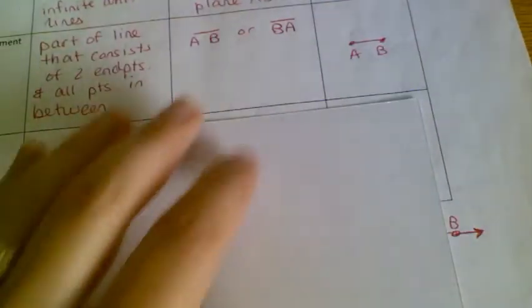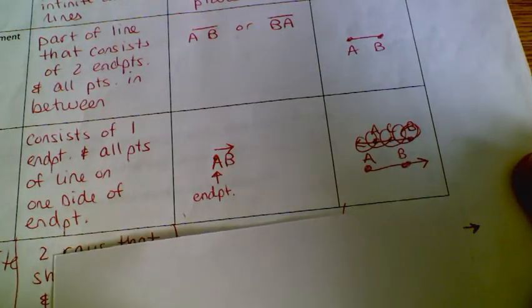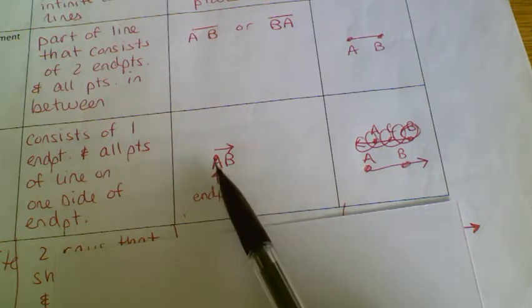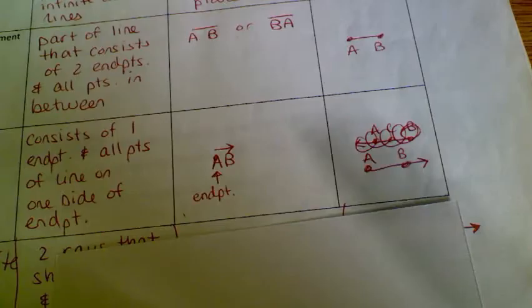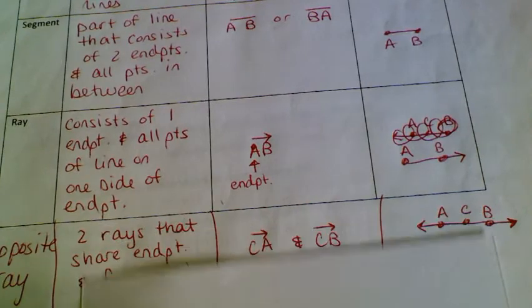A ray has an endpoint and extends in one direction. It is very crucial that you write this correctly. There is only one way to write a ray. The endpoint has to be on the left side because when you draw your arrow above there, it has to be indicating the endpoint. And then you want to make sure you have your second point on there to show what direction it's going.